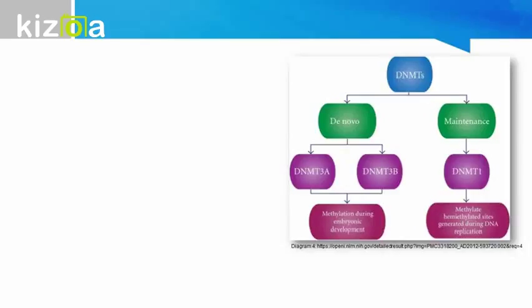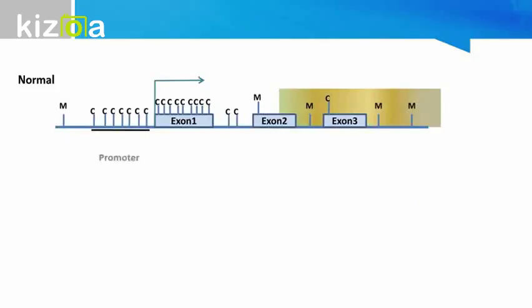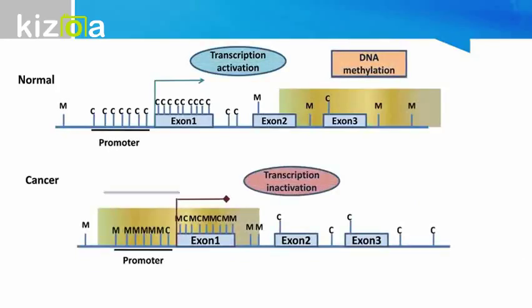DNMT1 methylates hemimethylated sites generated during DNA replication in order to maintain the methylation status, and causes aberrant gene silencing in human cancer cells. DNMT1 is the most abundant DNMT in adult cells. The covalent modification is inherited through cell division. Blocking the combination of a transcription factor with its binding sites will inhibit the activity of gene transcription.